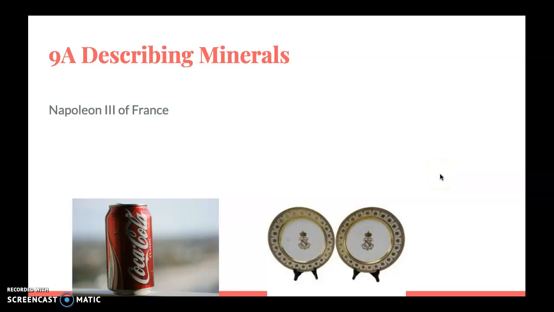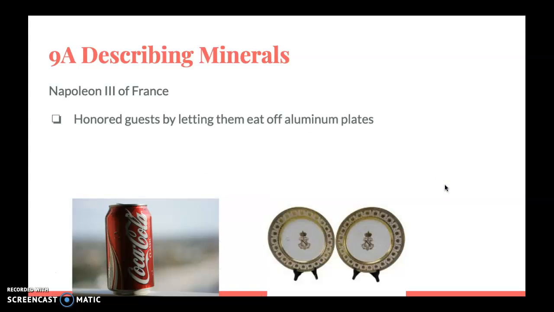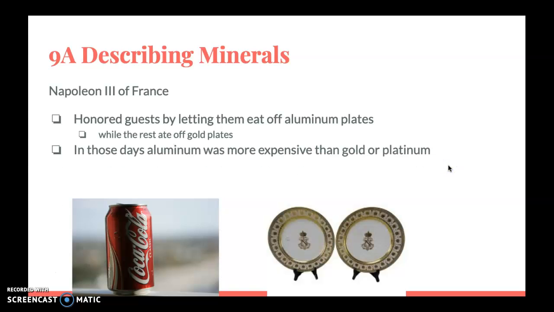So, describing minerals. We discussed Napoleon III of France and how he honored his guests by letting them eat off aluminum plates, and the rest of the staff would eat off gold plates. You might think that's kind of strange, that he would let them eat off aluminum and not gold. But in those days, aluminum was more expensive than gold or platinum.